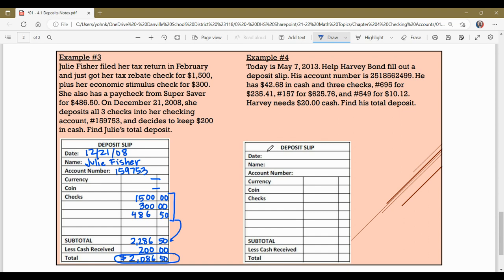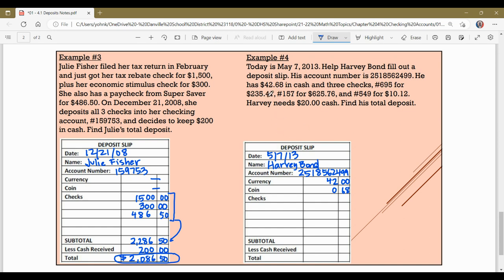All right, the date is May 7th, 5/7 of 13. His name is Harvey Bond. His account number is 251-856-2499. Currency, let's see, is 42.68. So we're going to put 42 under currency, and then coin is 68. Some banks separate cash and coin, some banks don't.